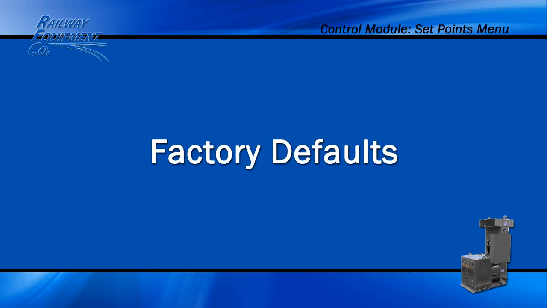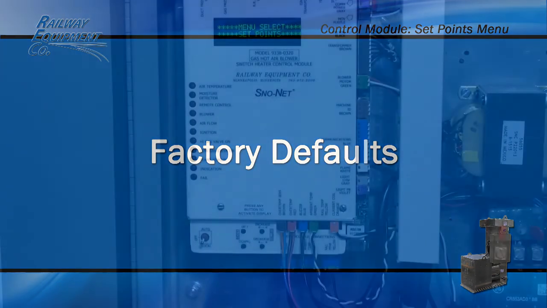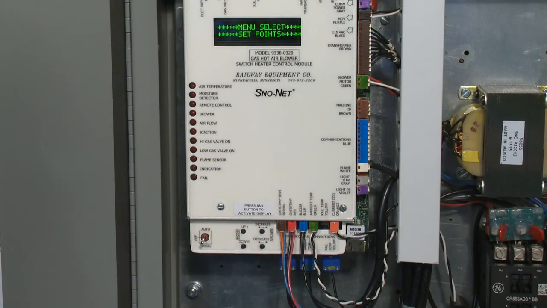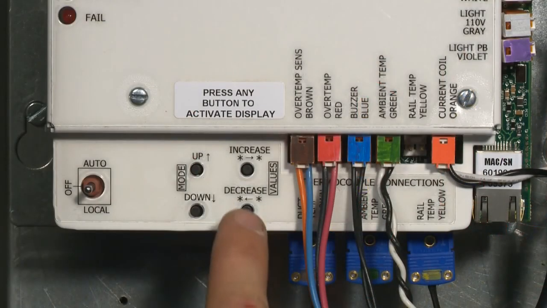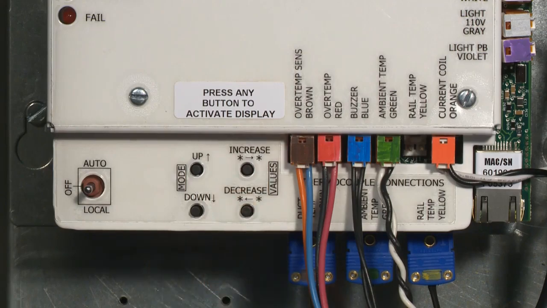The Factory Defaults menu is used to reset all parameters back to factory default settings. To restore factory defaults, go to the menu and select Factory Defaults. Press either the up or down mode button. Next, press either the increase or decrease value button to restore to default.